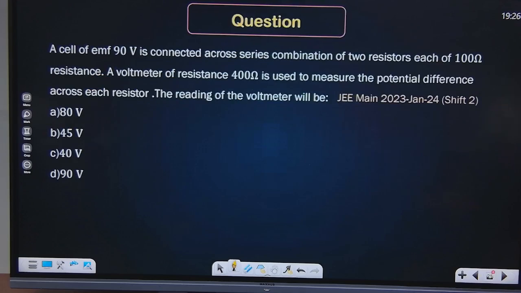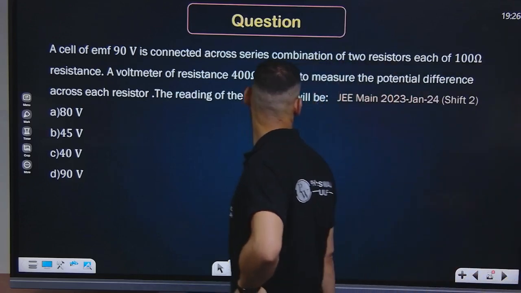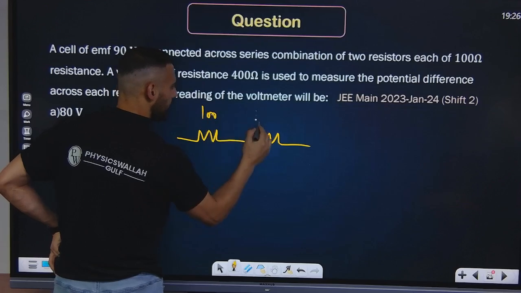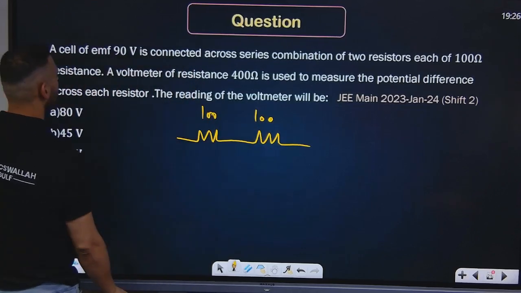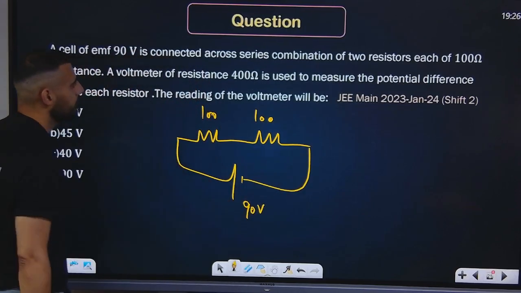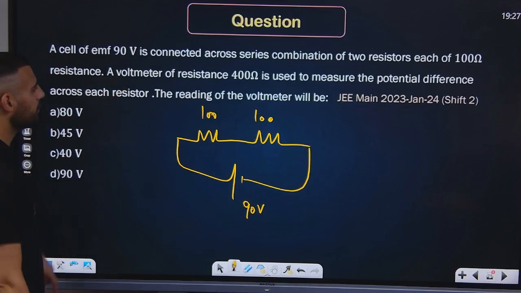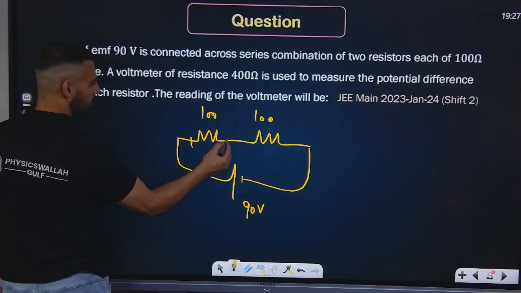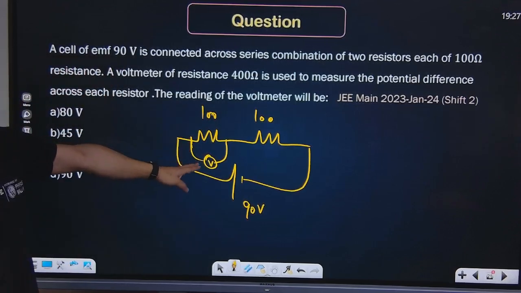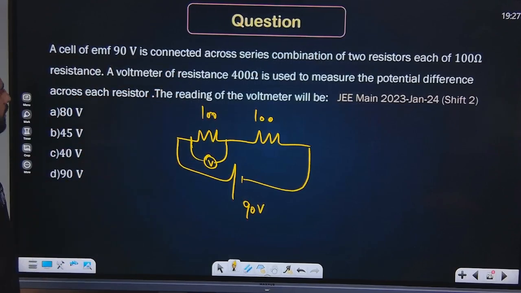A cell of EMF 90 volts is connected across a series combination of 2 resistors, each of 100 ohms. So there are 2 resistors. This is 100, this is 100, okay? A cell of 90 volts is connected. A voltmeter of resistance 400 ohm is used to measure the potential difference across each resistor. So there is some voltmeter connected, and the resistance of this voltmeter is 400 ohm. The reading of the voltmeter will be?